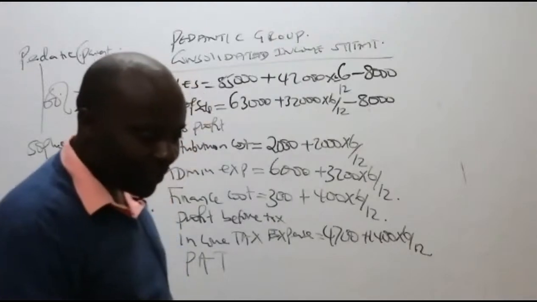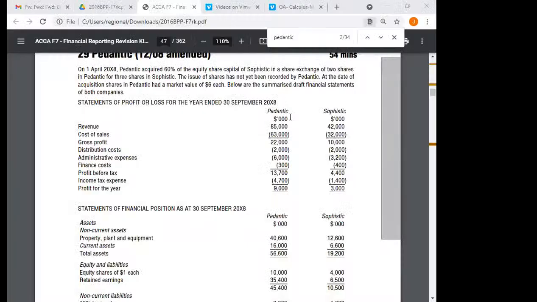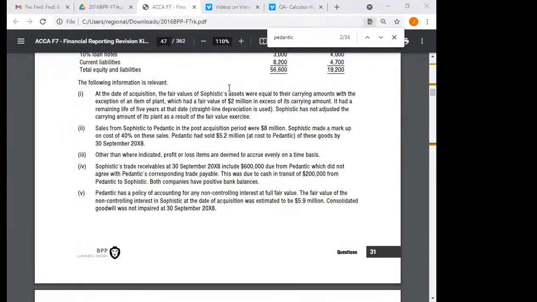Because my figures up here, they're in thousands. So the figures are in thousands. Nikisoma hata hizi hapa, lazima nasoma zikiwa in terms of what here? Thousands. So sales from Sophistic to Pedantic in the post-acquisition period were 8,000. So ladies and gentlemen, kama sasa mimi hata Bible inasema namna hiyo.